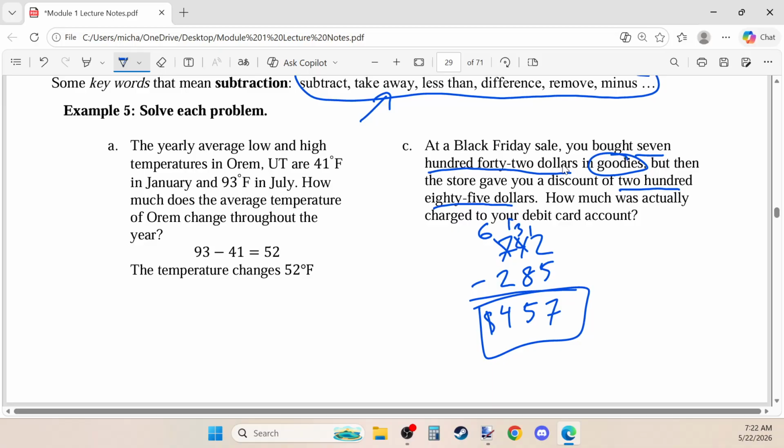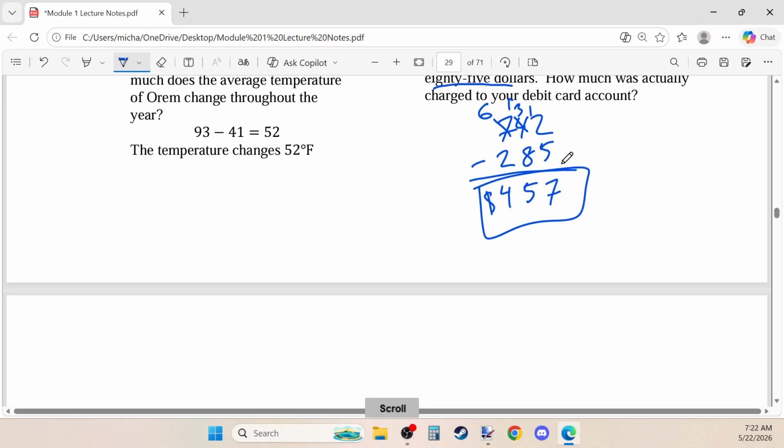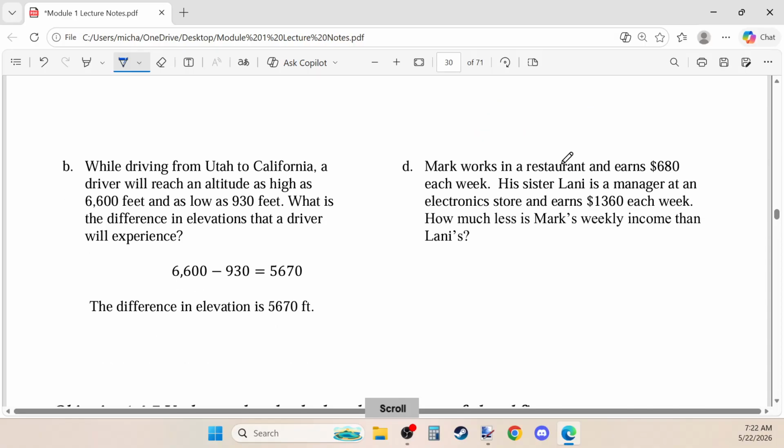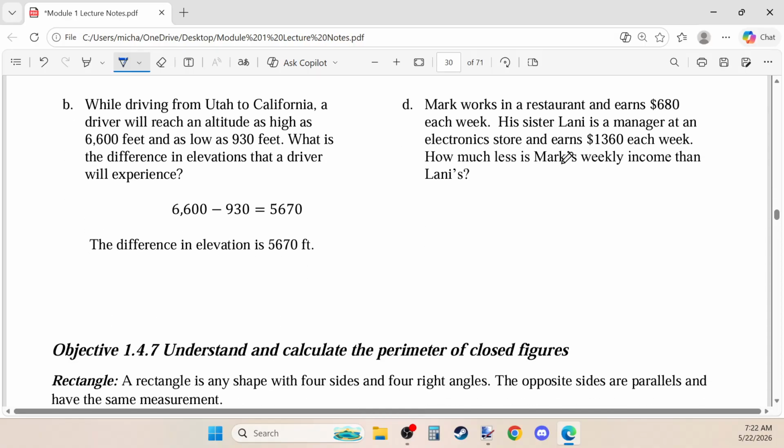goodies, candy. That's a lot of candy. I mean, to me, the word goodie means candy.